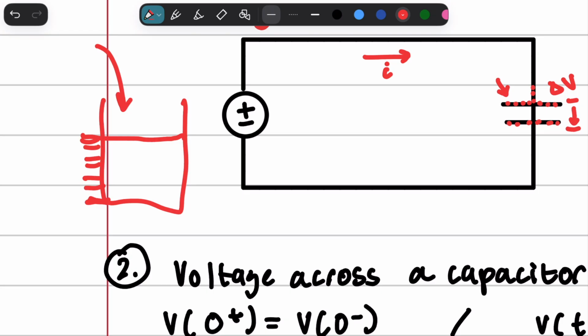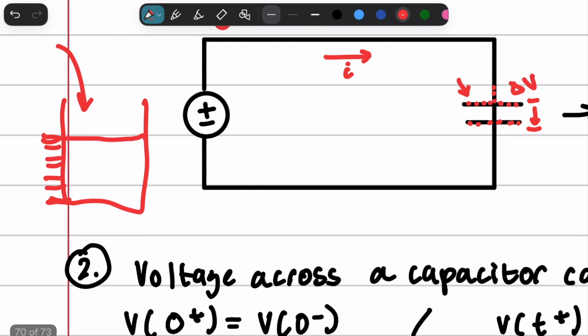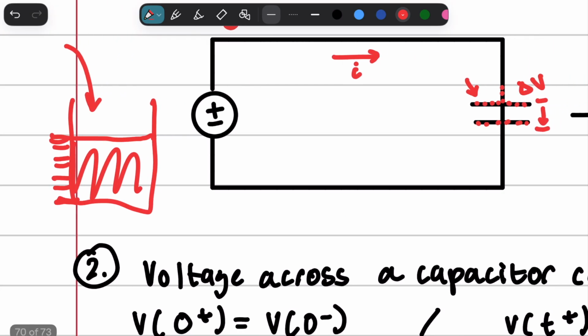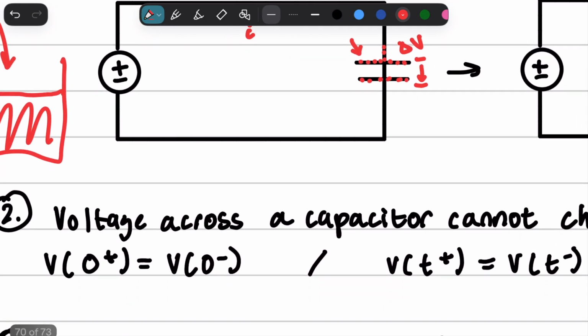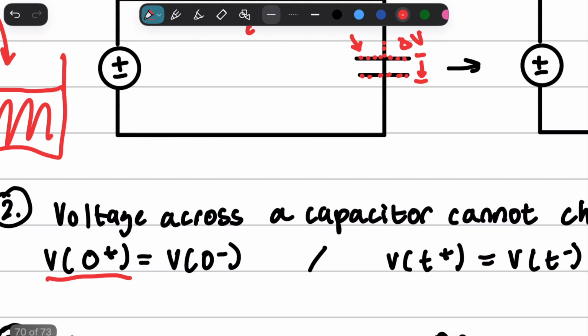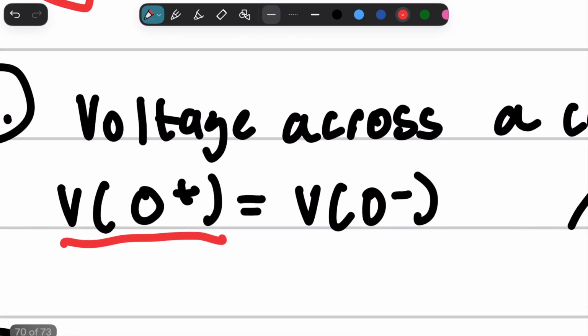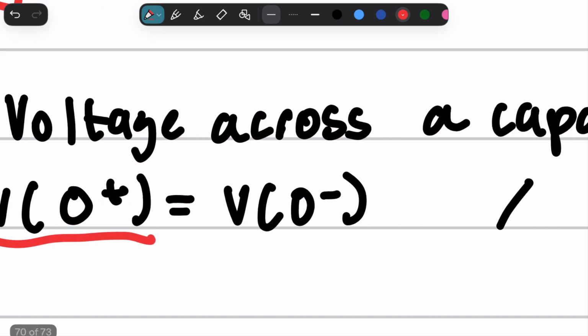That's how a capacitor works. And you can't have an instantaneous amount. You can't just have a cup of water and then immediately it's full, okay? That's impossible. That cannot happen. So, thus, we know that the voltage coming up to 0 from the right side is going to be equal to the voltage coming up from 0 on the left side.